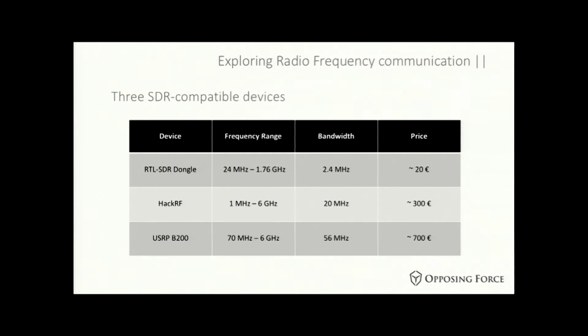Then we have the HackRF, which probably all of you have heard about, which has a very wide range, but the bandwidth is not so big. Instead, the USRP, which is the most expensive one, has a very wide range and a quite wide bandwidth. The bandwidth is the amount of signal you can see in each moment. So if we put our center at 100 megahertz, with the USRP, we can see 28 megahertz behind the zero and 28 megahertz in front of the zero.